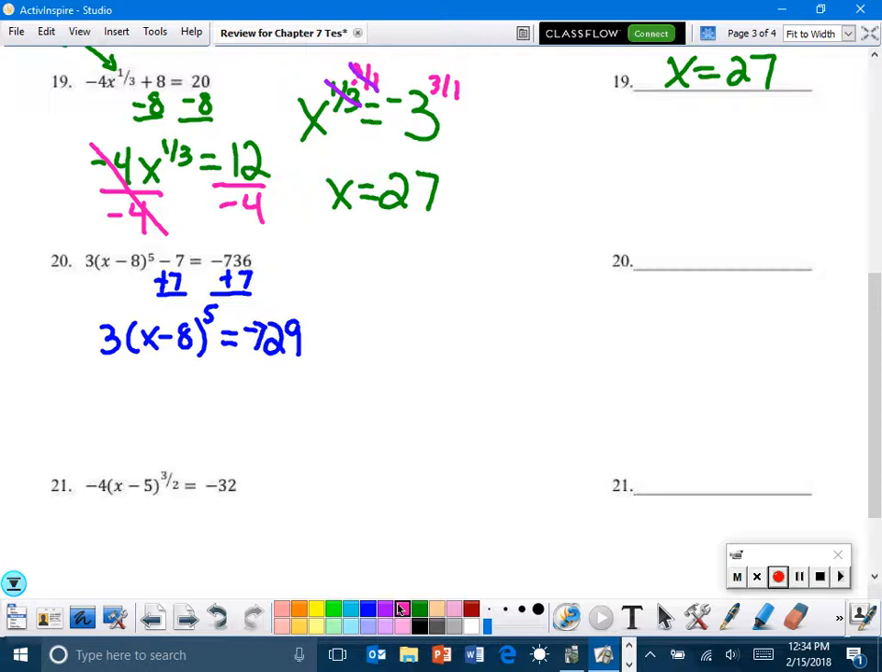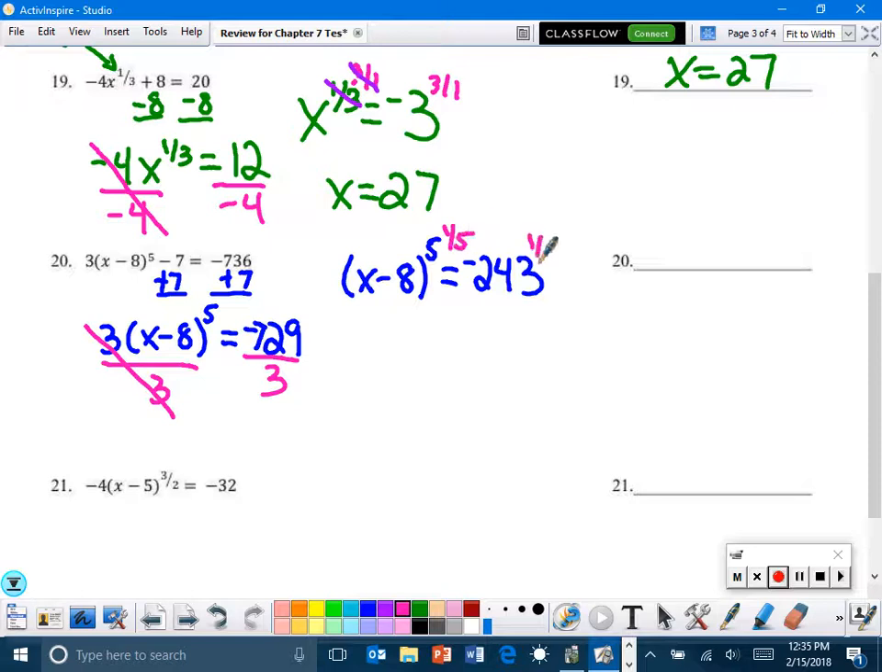Next we need to get rid of the 3. Divide by 3. So we have x minus 8 to the 5th power. And let's see, negative 729 divided by 3 is negative 243. Again, it's an odd exponent, so there's only going to be one answer. To get rid of the 5, we're going to use 1/5. The 5 and the 1/5 cancel.